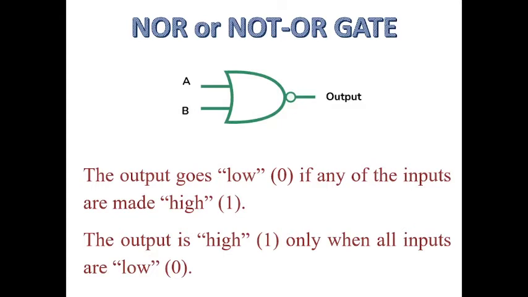The fourth gate we'll be looking at is the NOR gate, sometimes referred to as not OR. Simply meaning that this is your OR gate. At the output of the OR gate, a NOT gate was added, making it a not OR gate, or a NOR gate. Take note of the symbols, the way it is drawn, and so on. The output of this gate goes low if any of the inputs are made high. The output is high only when all the inputs are low. So it is a direct opposite of the OR gate.